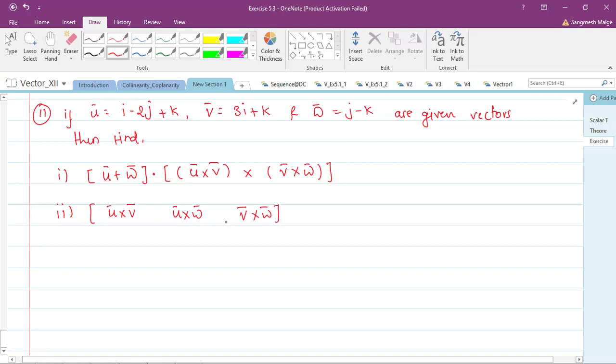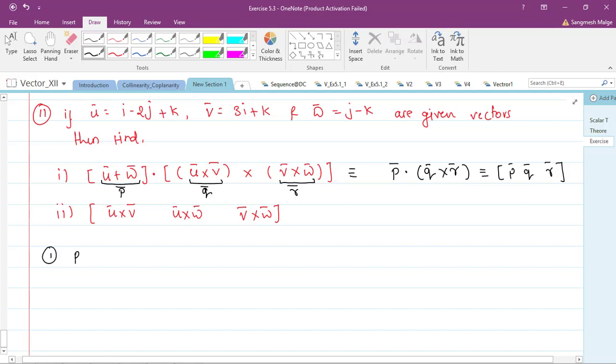Okay, the question seems to be very difficult, but trust me, it is not, because if you simplify this, let's see what happens. If I consider u bar plus w bar equal to, suppose, p bar, and suppose u bar cross v bar equals q bar, and v bar cross w bar is, suppose, r bar, then what happens? This is nothing but p bar dot q bar cross r bar, which means the box product of p bar, q bar and r bar. Okay, so let's verify. The first question we will solve.